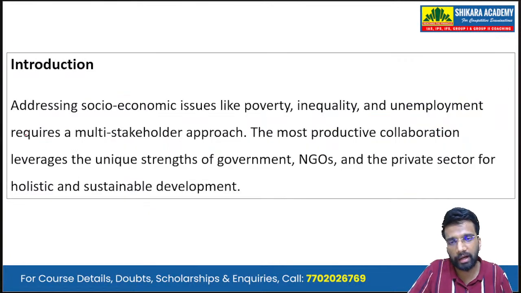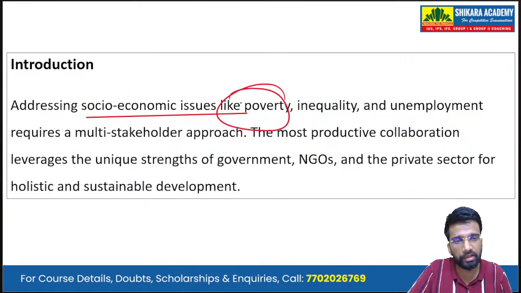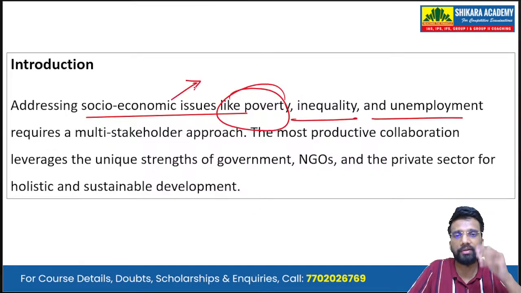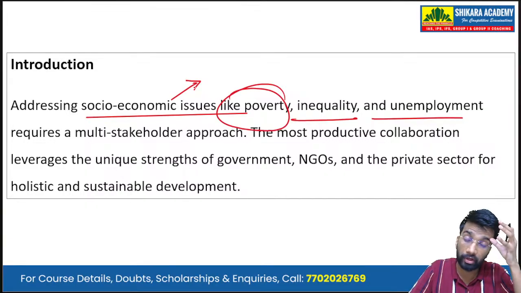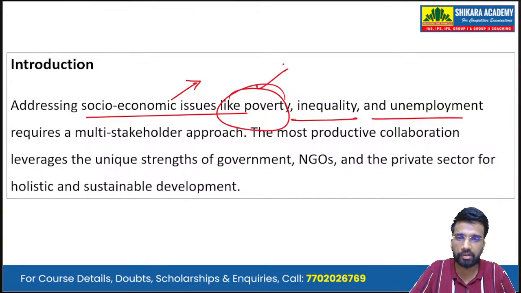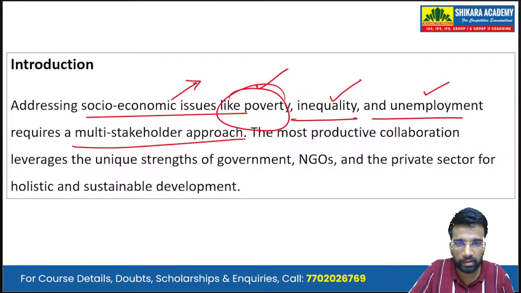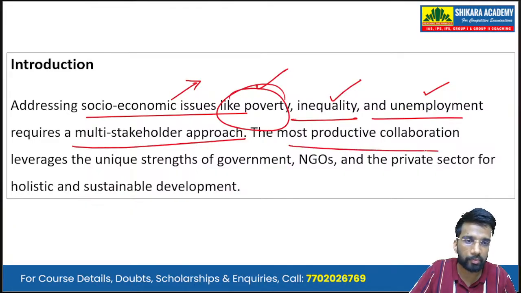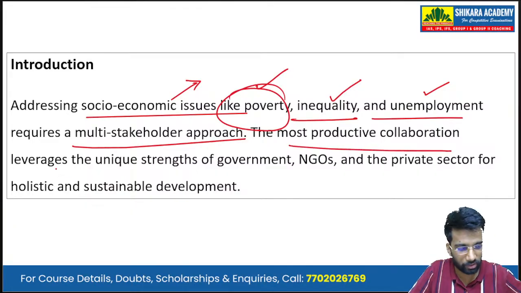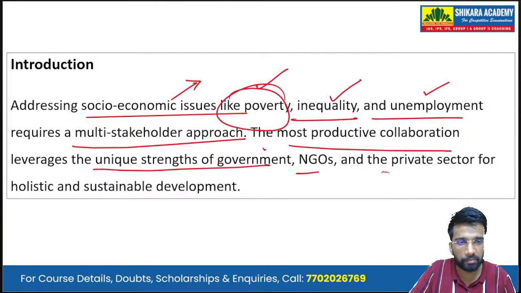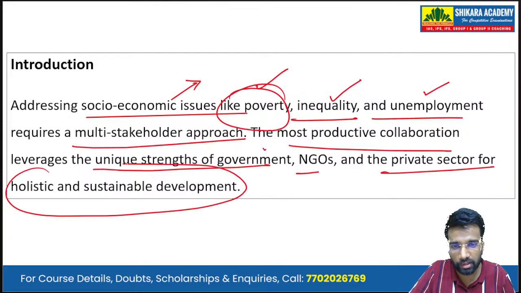Now, in introduction, we write, addressing social economic issues like poverty, inequality, and unemployment requires. So here we have highlighted the social economic issues, such as poverty, inequality, and unemployment. So these three are the major social economic issues in the country, and it requires a multi-stakeholder approach. The most productive collaboration leverages the unique strengths of government, NGOs, and the private sector for the holistic and sustainable development.